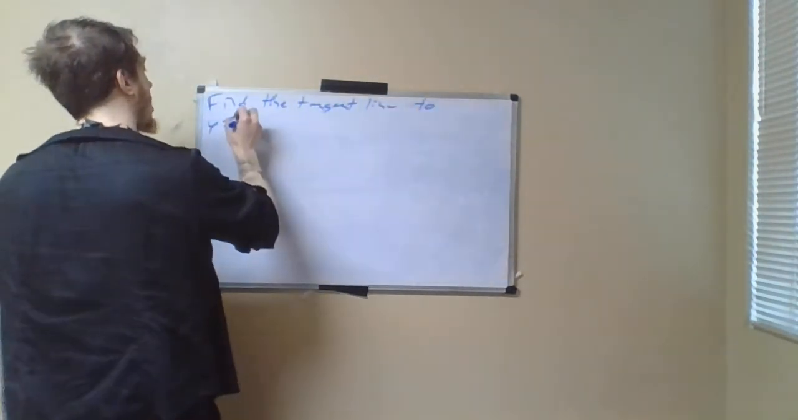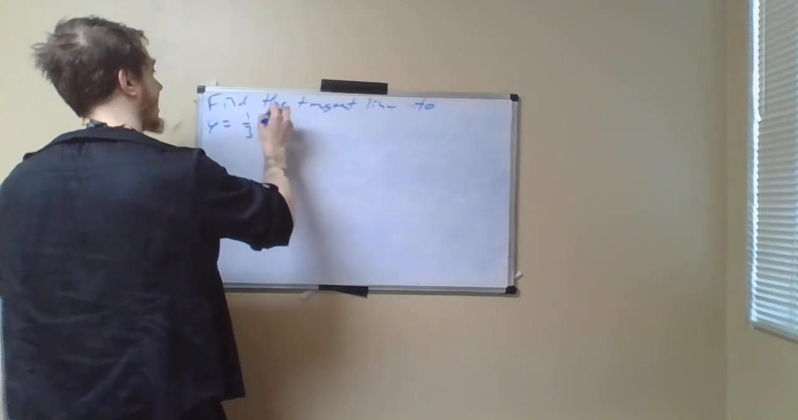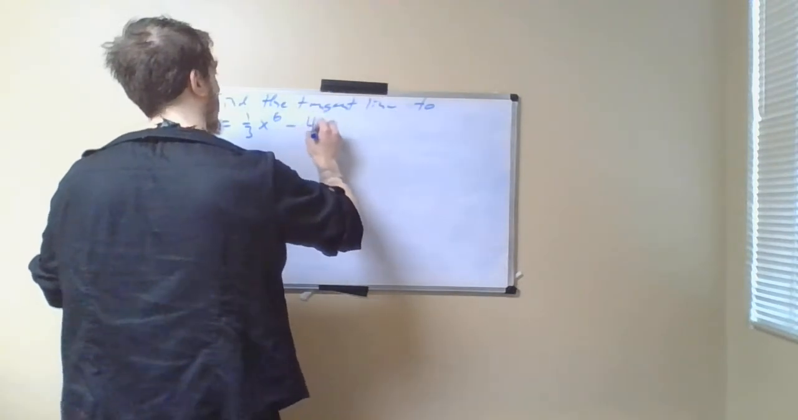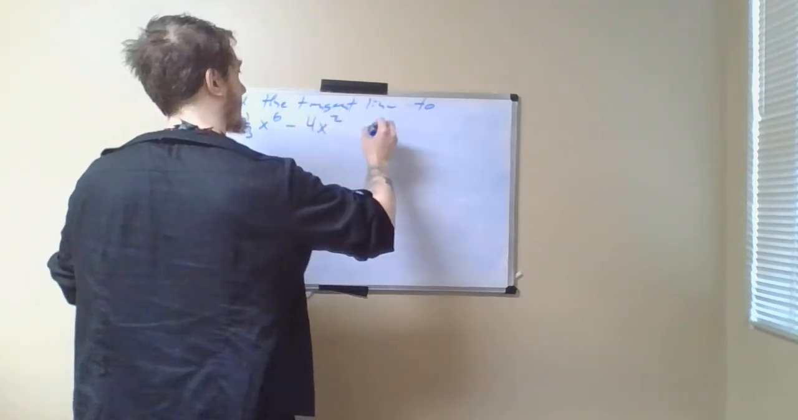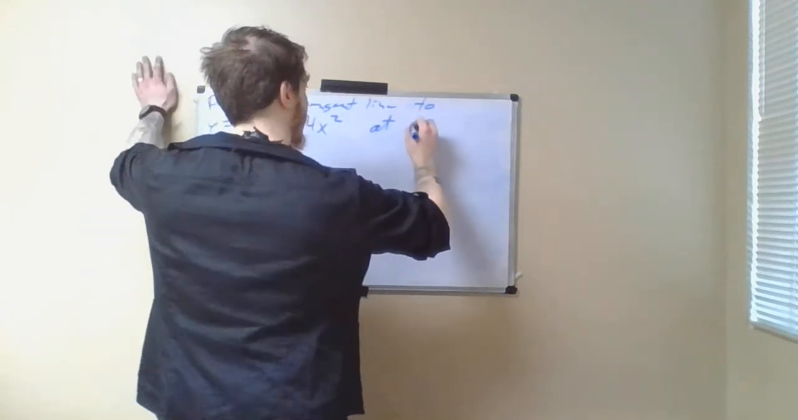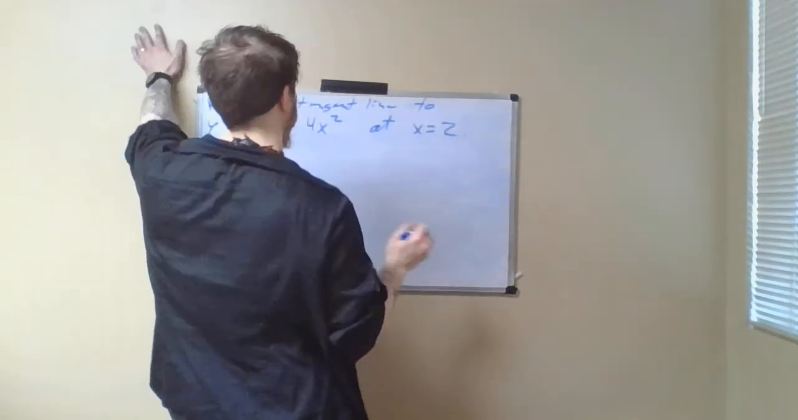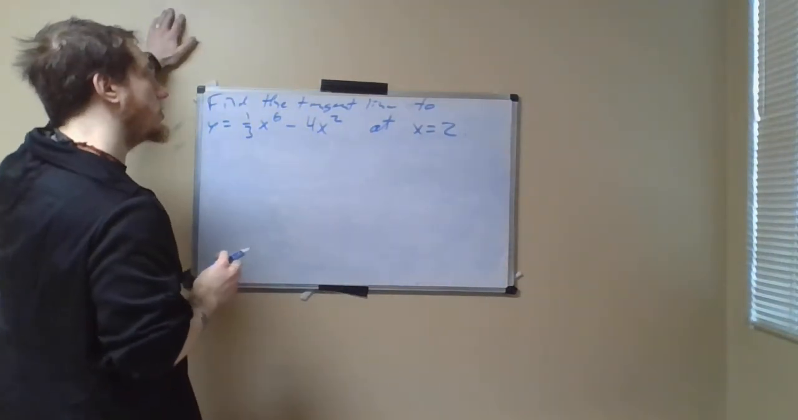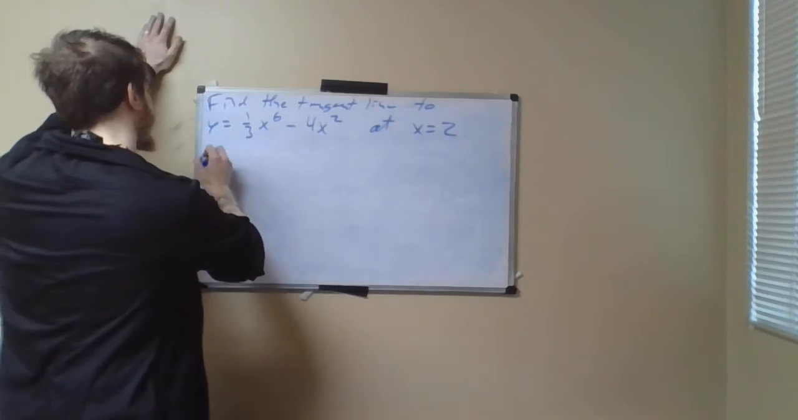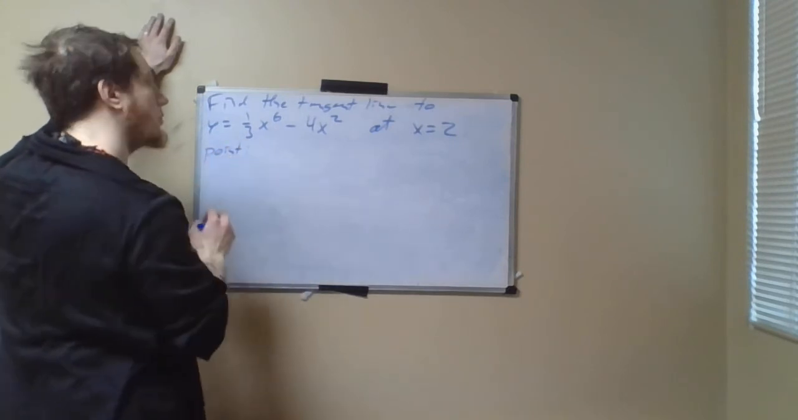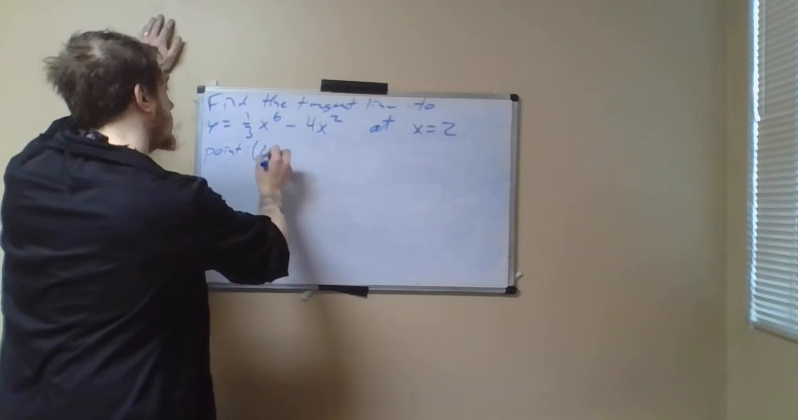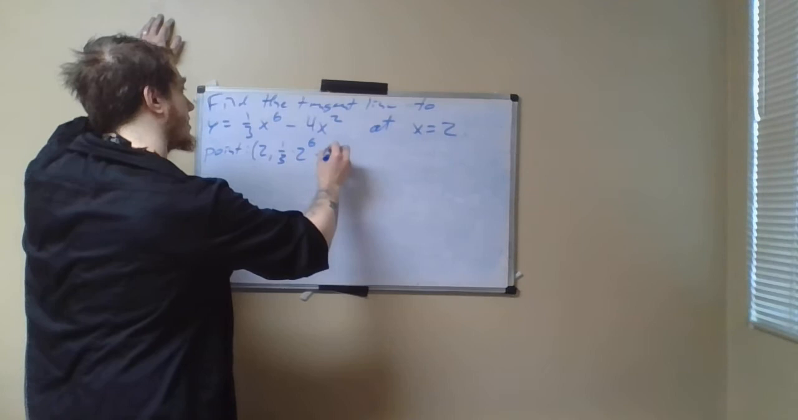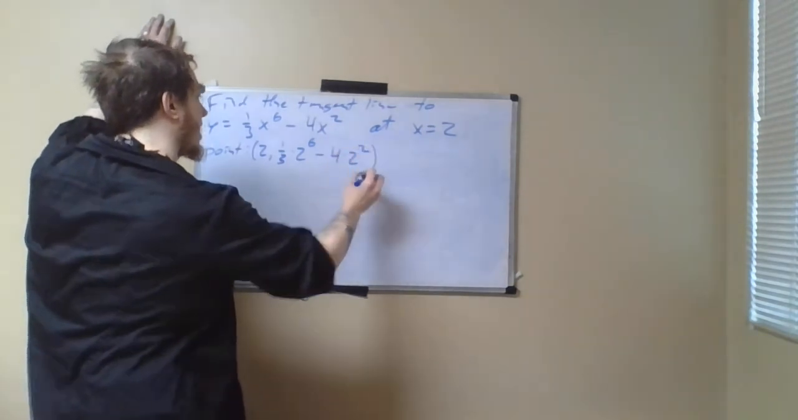to y equals 1/3 x to the 6th minus 4x squared at x equals 2. So the first thing that we want to do is figure out what is the point that this is going to go through. So the point is going to be 2 comma 1/3 times 2 to the 6th minus 4 times 2 squared.